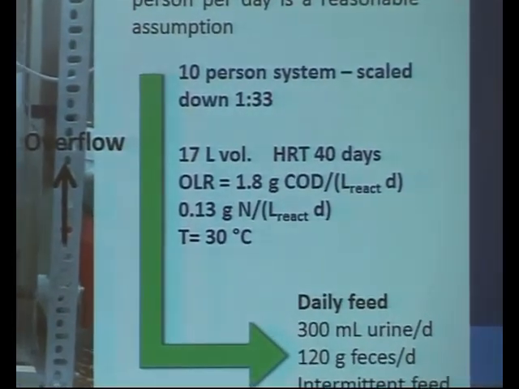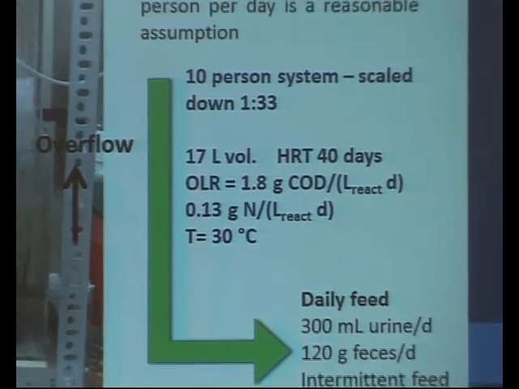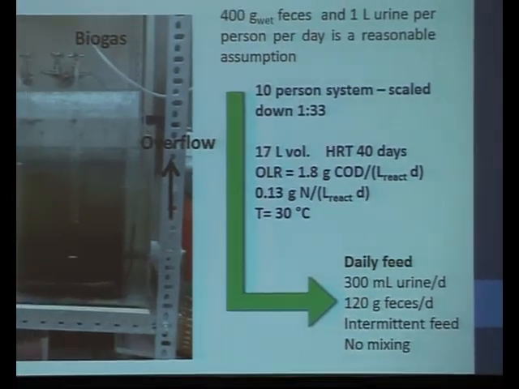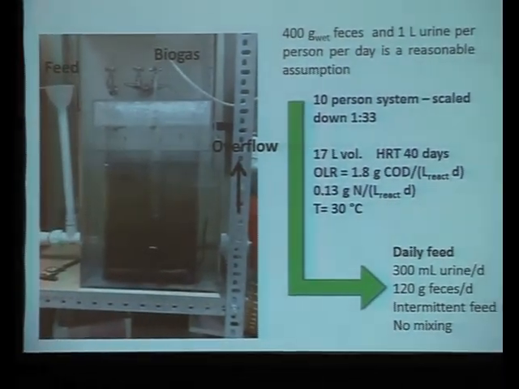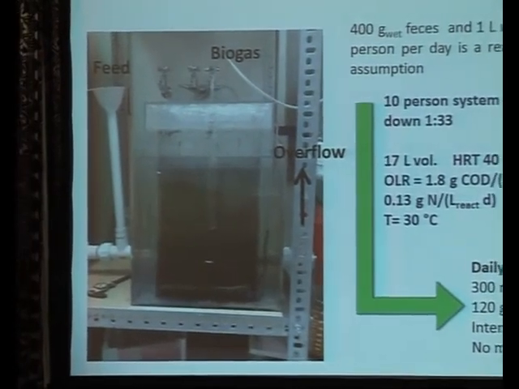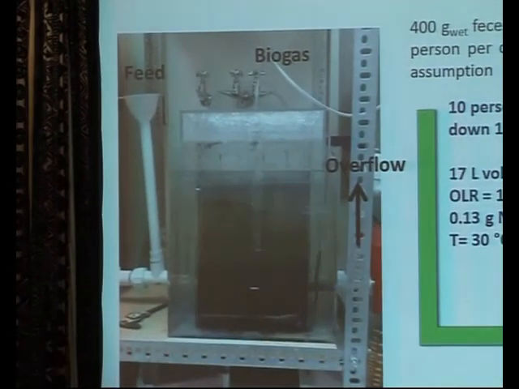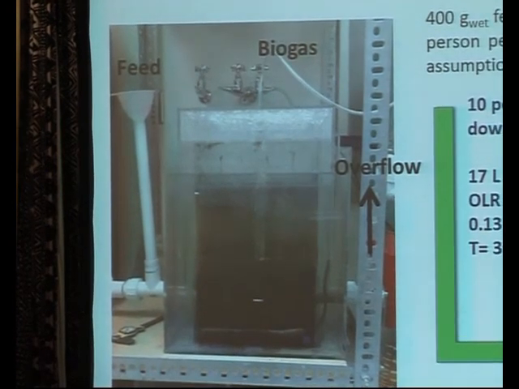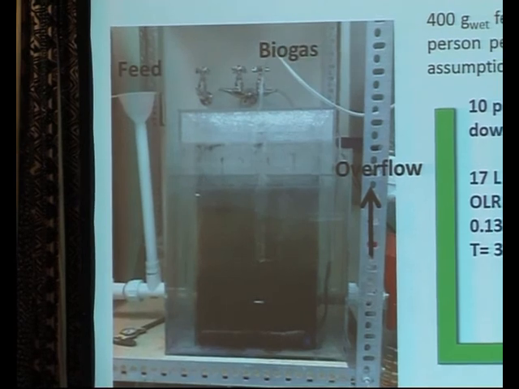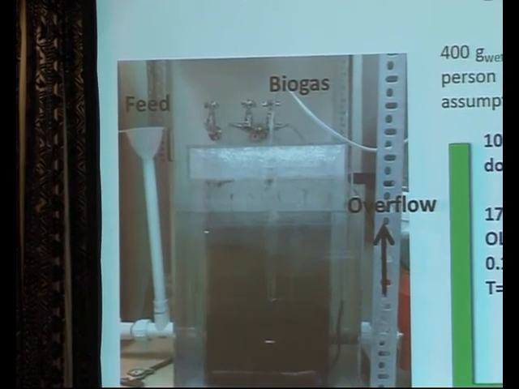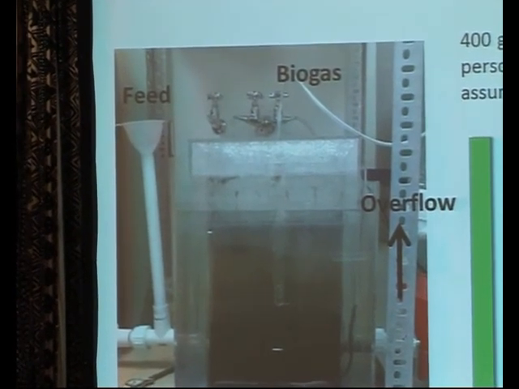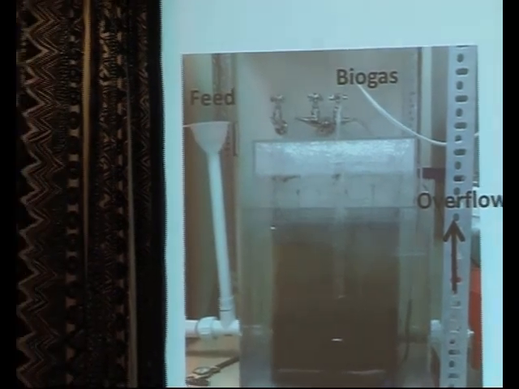The hydraulic retention time in the system is 40 days, which is pretty standard. And the experts will recognize some of the numbers here. We're operating at 30 degrees centigrade. So in essence, this reactor is fed once a day with 300 milliliters of synthetic urine and 100 grams of wet feces. I want to stress here that it's not being mixed, and it's fed intermittently. And you can see the location of the feed and the overflow. It's a floating dome digester.